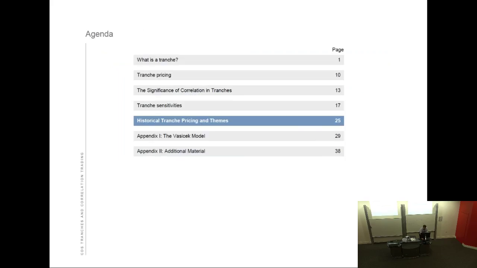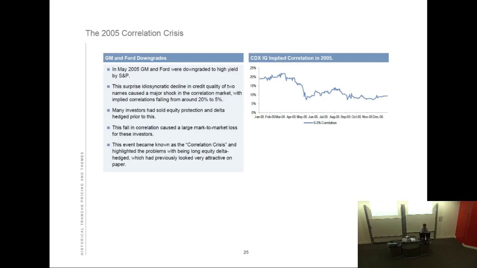So we're going to finish with some comments on historical tranche pricing and themes in the tranche market. And then we're going to go through some of the nitty-gritty details of the mathematical pricing of tranches. Tranche pricing, I hope we're now clear, is heavily reliant on correlation. Implied correlation in particular.